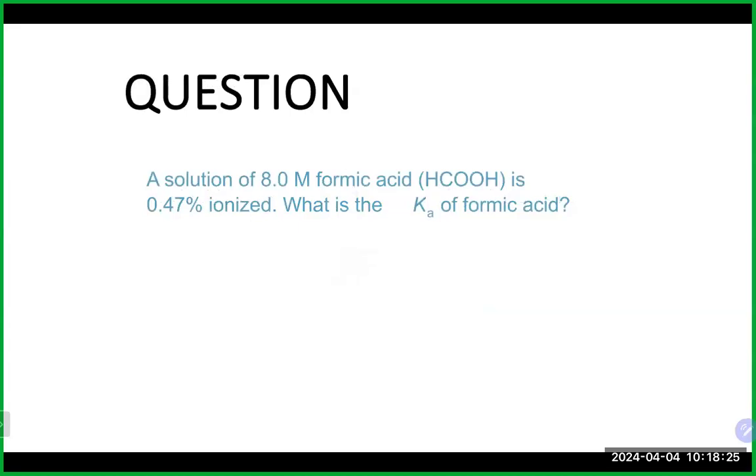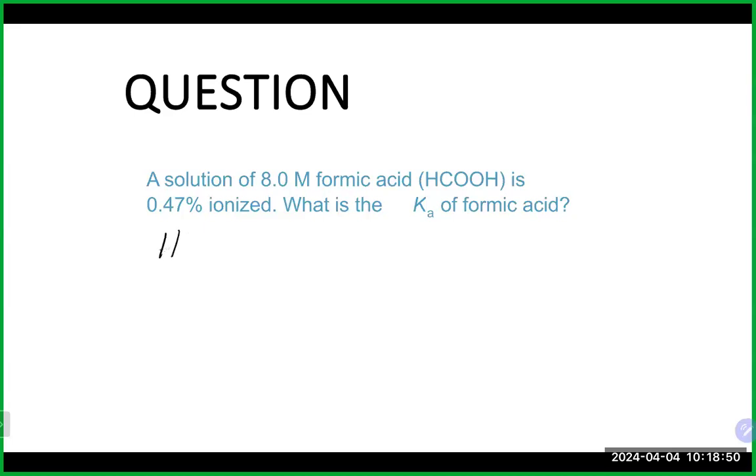We have a solution that is 8 molar formic acid. It is 0.47% ionized. What is the Ka value here of formic acid? So a couple of things that we know about formic acid, which is it is a weak acid. Otherwise, we wouldn't be looking for a Ka value, right? So we kind of know that. So we could kind of approach it like a normal sort of Ka problem at this point.